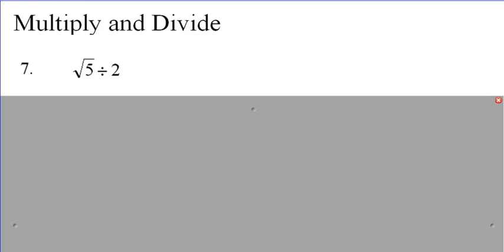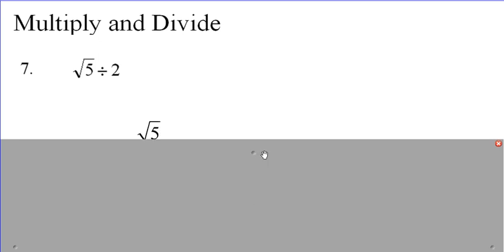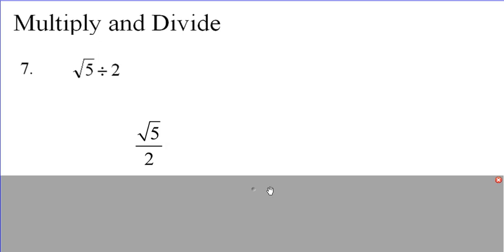For number 7, we have the square root of 5 divided by 2. We could rewrite the division problem as a fraction and see if we can simplify it any further. The square root of 5 is underneath our radical. The 2 is not. They cannot interact with each other, so this would be our simplified answer, the square root of 5 divided by 2.